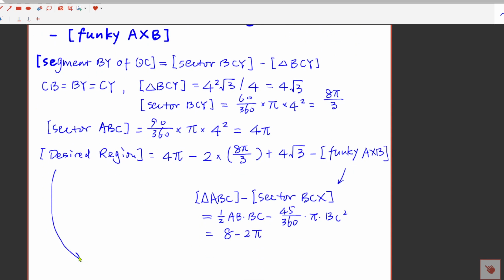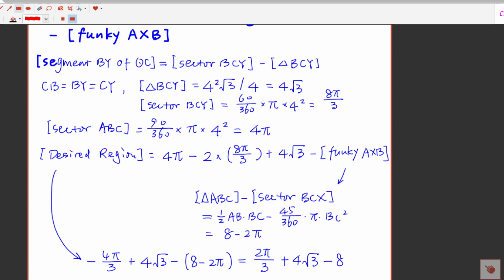Therefore, we have the desired region. If you simplify this, you will get negative 4 pi over 3 plus 4 square root 3 minus (8 minus 2 pi), which equals 2 pi over 3 plus 4 square root 3 minus 8. Okay, have a look at the solution here. Let me know if you have any questions.